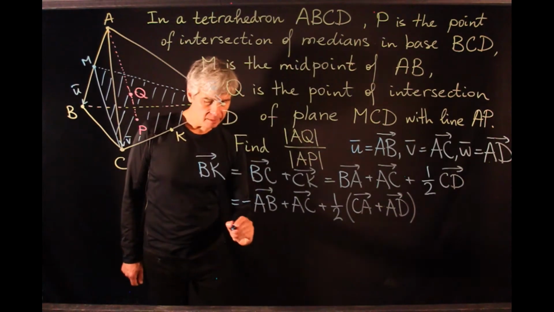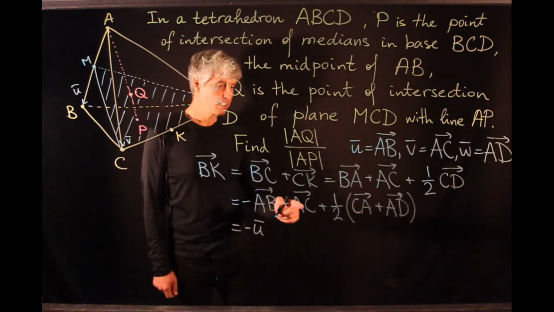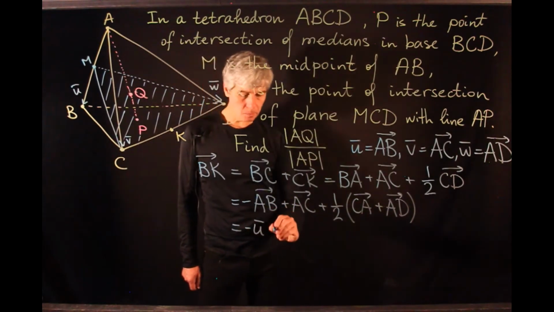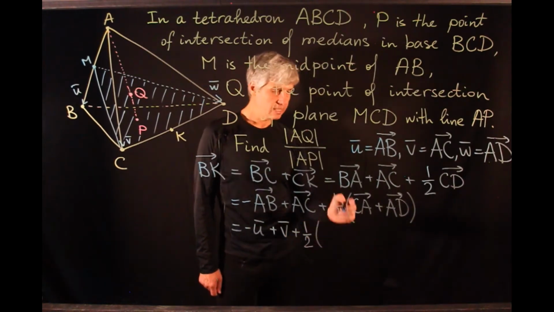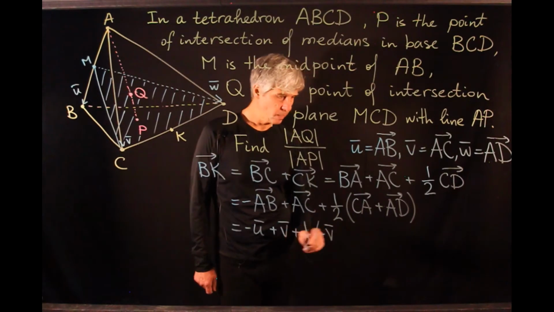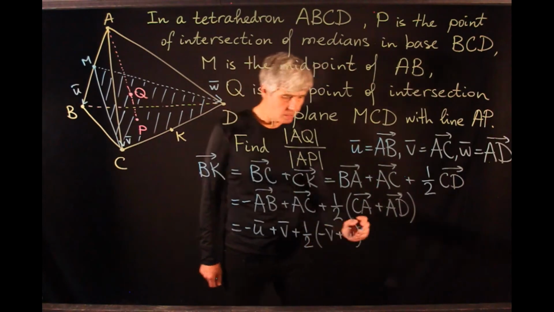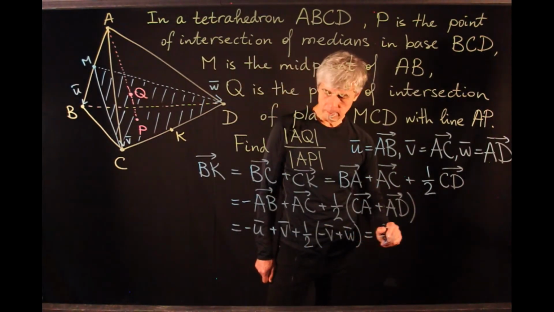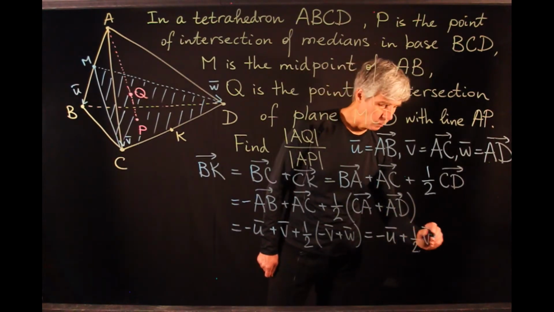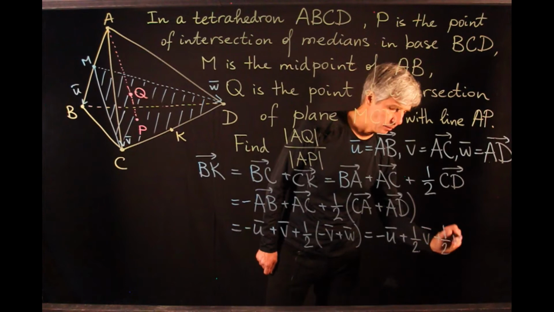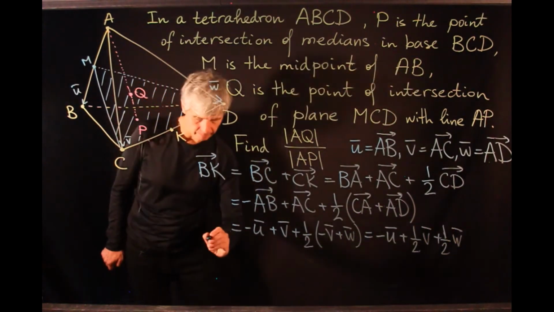And now we can relate this to basis vectors. Minus AB is minus u, AC is equal to v, 1/2 CA is negative 1/2 v, and AD is w. Combining this together, we get negative u plus 1/2 v plus 1/2 w. The next vector we want to consider is the vector BP.